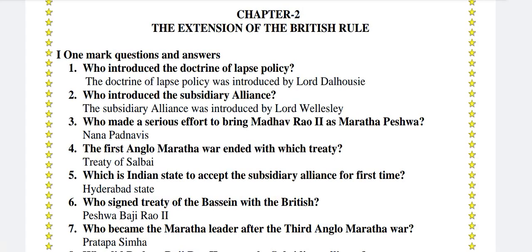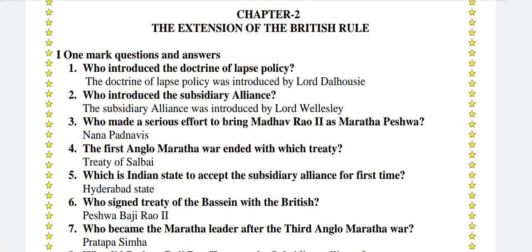Who made a serious effort to bring Madhav Rao as Maratha Peshwa? Nana Padnavis. The first Anglo-Maratha war ended with which treaty? Treaty of Salbai. Which Indian state accepted the subsidiary alliance for the first time? Hyderabad state. Who signed the Treaty of Bassein with the British?